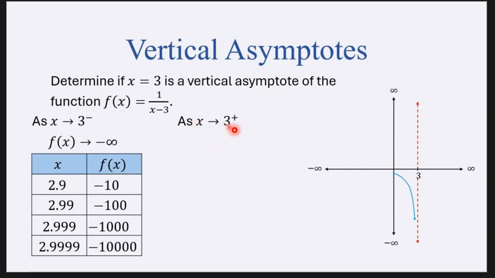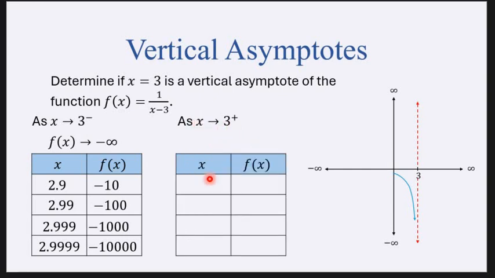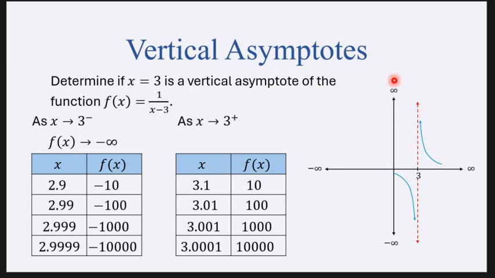And when we approach 3 from the right, we make a table. We plug in numbers like 3.1, we'll get 10. We plug in 3.01 into this, we'll get 100. We plug in 3.001 and we'll get 1,000. And when we plug in 3.0001, we get 10,000. And it looks like as x gets closer and closer to 3, with numbers larger than 3, the y values just keep getting larger and larger and larger, approaching positive infinity. So as x approaches 3 from the right, f of x approaches infinity.